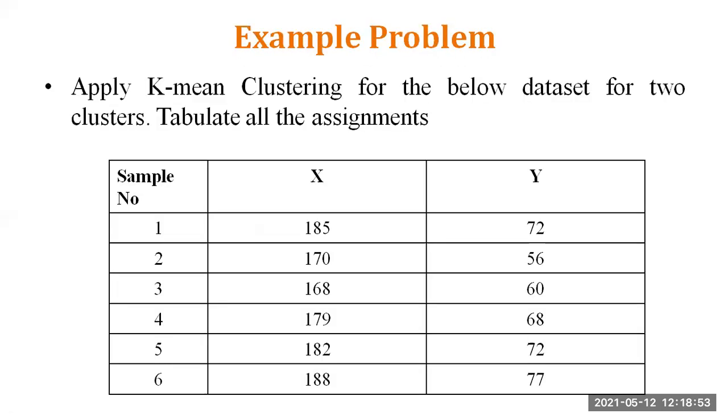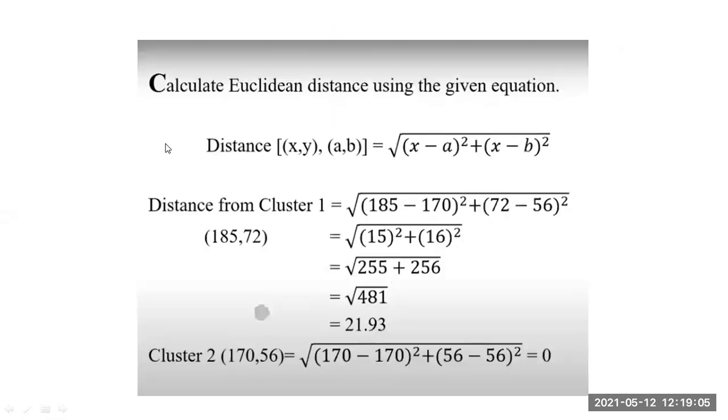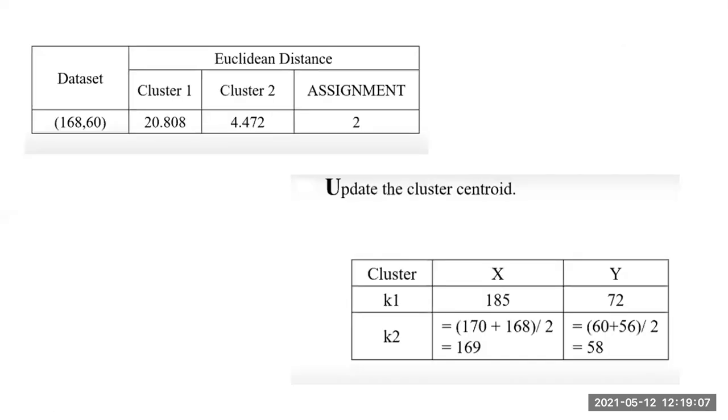So according to the algorithm, a data point is assigned to the cluster whose center is nearest to the data point. That means among the calculated values, whichever value is lesser, that cluster will be assigned here. That is, this data point belongs to cluster 2 only, because in cluster 2 we have the lesser value. Now because cluster 2 is updated, we need to update the centroid value of the cluster.